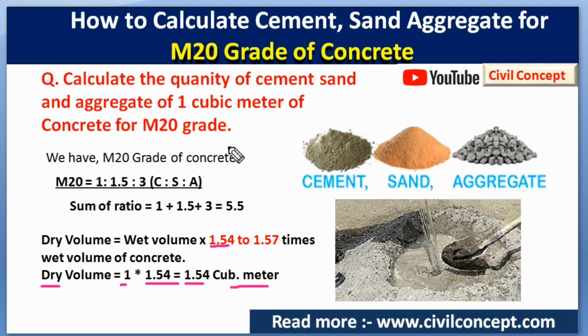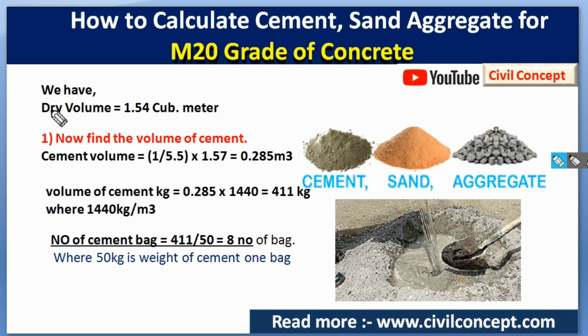If we have 5 cubic meter of concrete, then we have to multiply 5 into 1.54, and this will give the dry volume of the concrete. Here I am taking only 1 cubic meter of concrete, so the dry volume of concrete became 1.54 cubic meter.